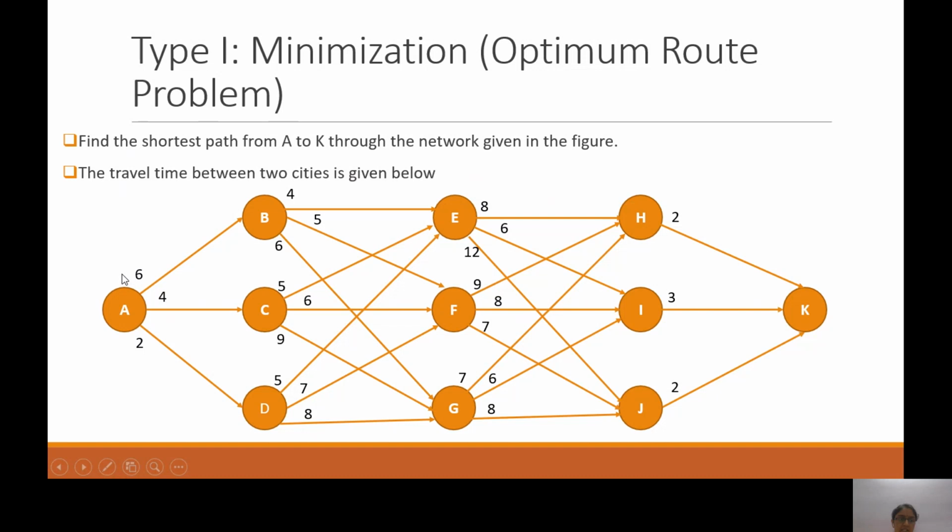Stage 1 is A. Stage 2 has parallel junctions B, C, D. Stage 3 has another 3 parallel junctions E, F, G. Stage 4 has 3 parallel junctions H, I, J. And stage 5 has a single destination, that is K. So we divide the given problem into 5 stages from A to K.